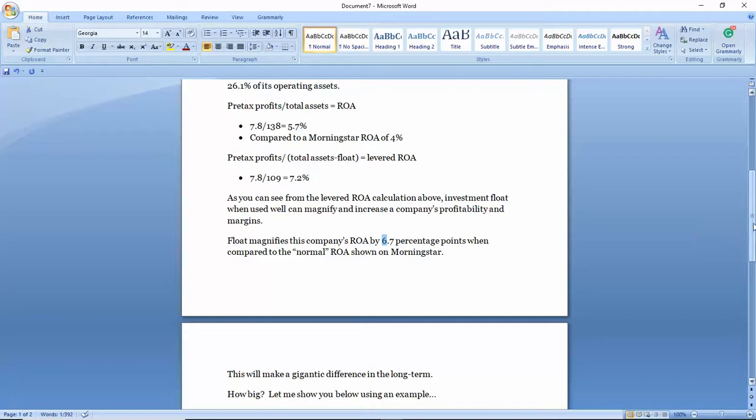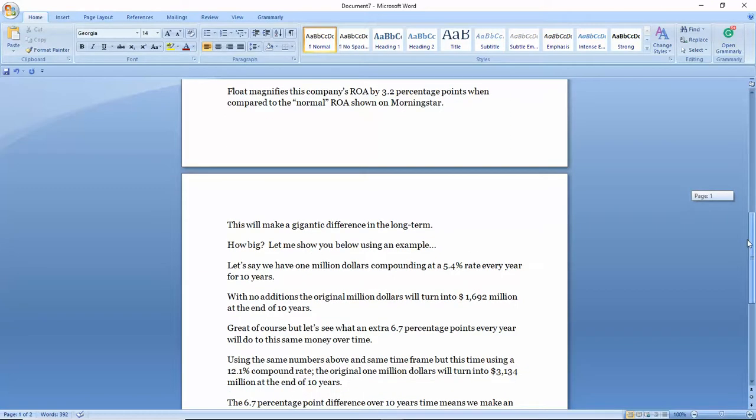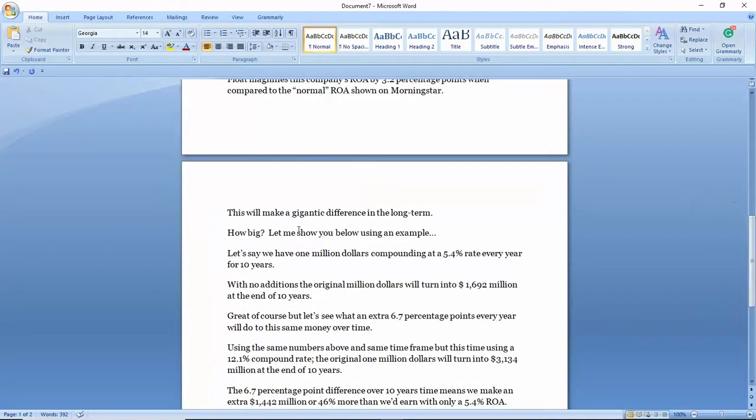So there is a, what is it, 3.2% difference. 0.2 percent points difference between the levered ROA and what Morningstar shows, that's their basic ROA. So again, this is what I do every time I do an analysis.